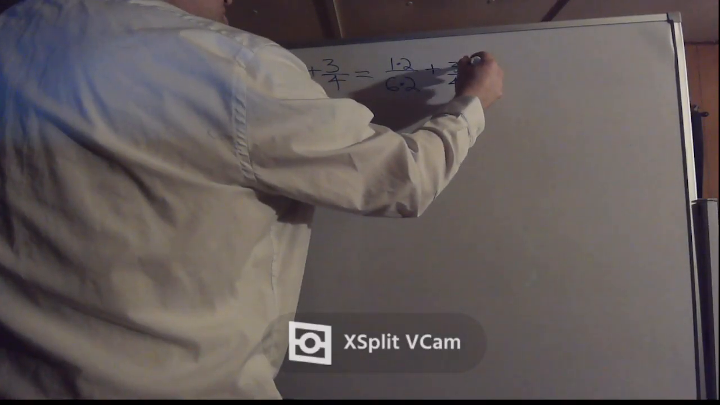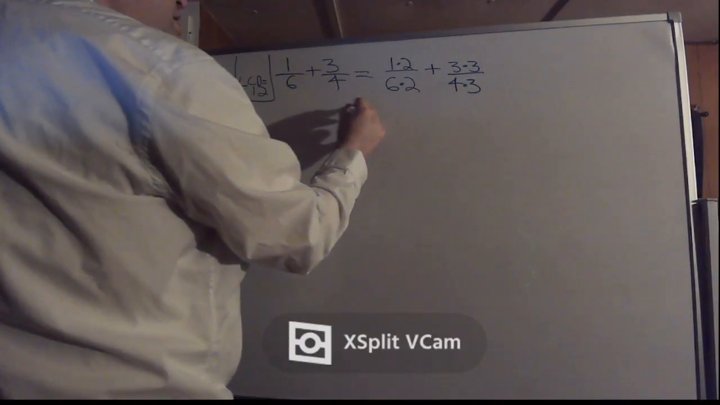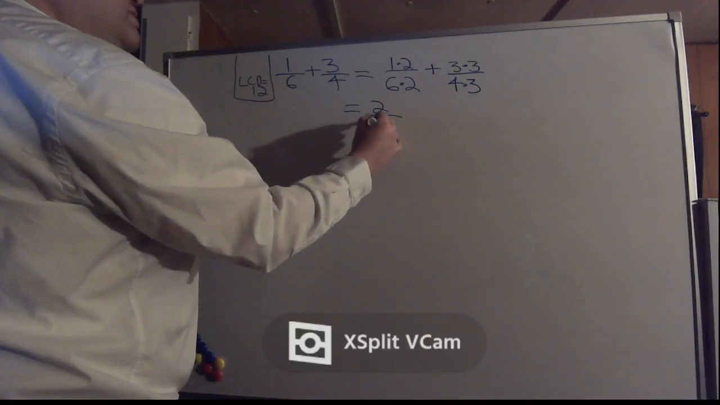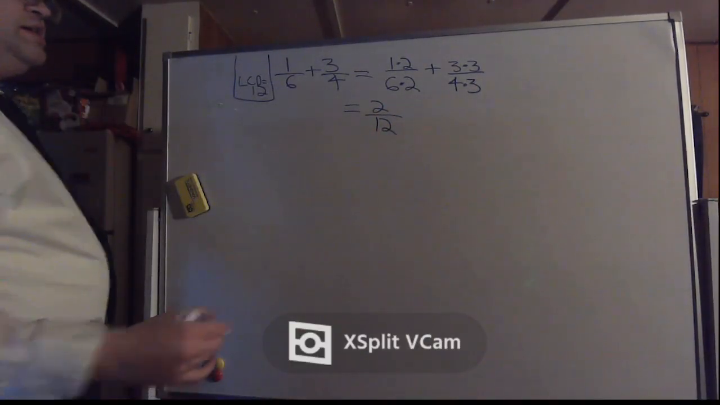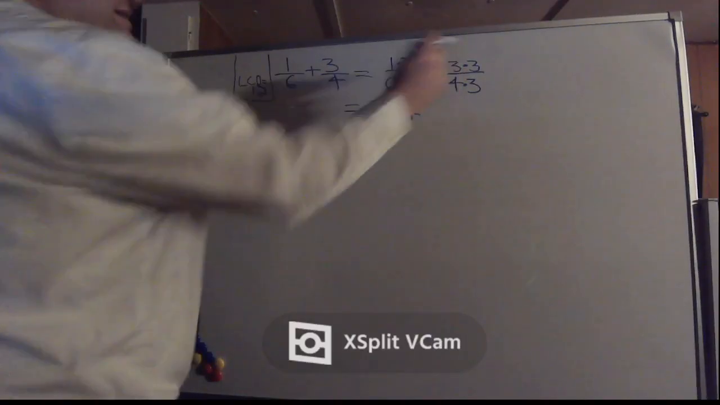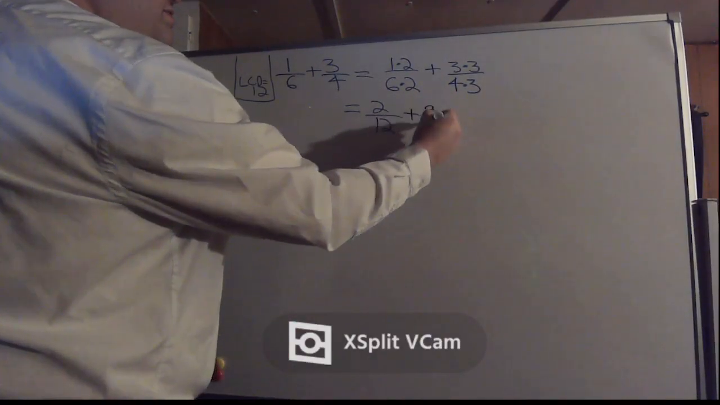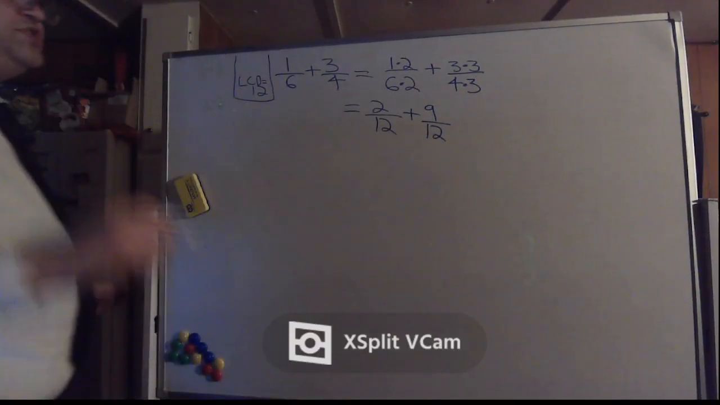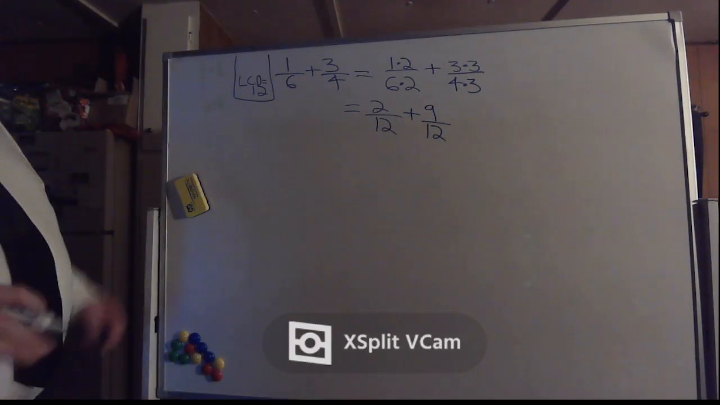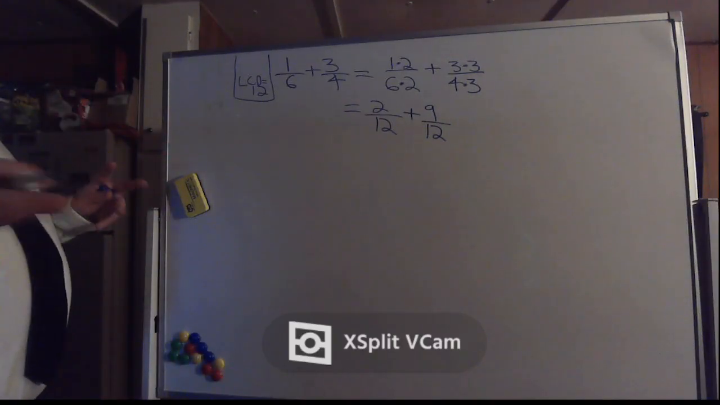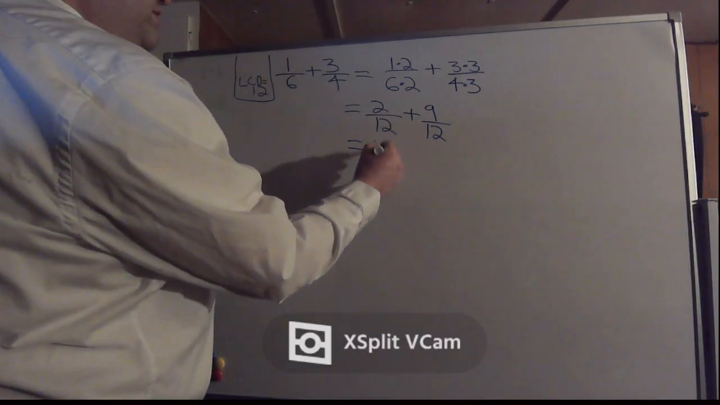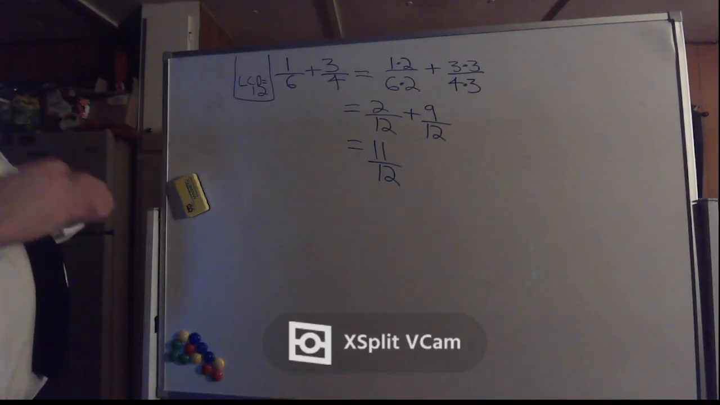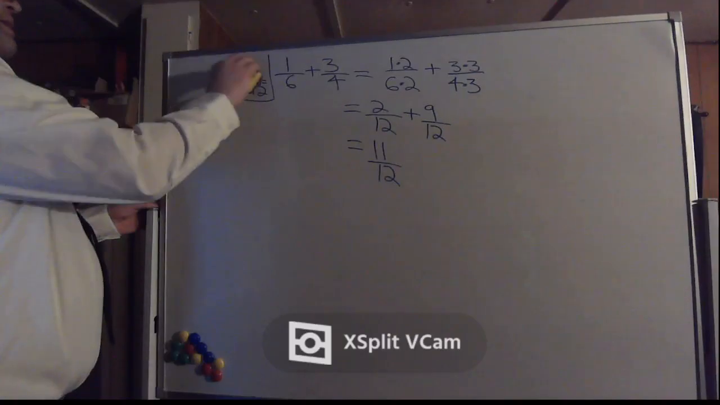You'll have 3 times 3 in the numerator. Now if we do the multiplication, 1 times 2 is 2, 6 times 2 is 12. For the next term, 3 times 3 is 9, 4 times 3 is 12. So now you're left with 2 twelfths plus 9 twelfths. Since they have the same denominator, you can go ahead and add them, which will give you 11 twelfths. And you can't reduce it any further. 11 twelfths would actually be your final answer.